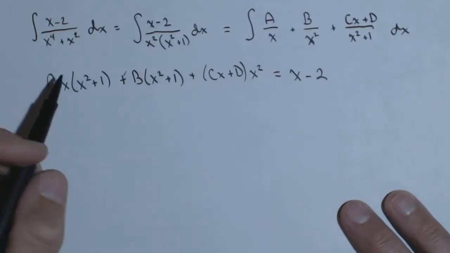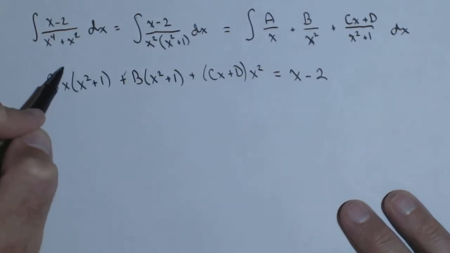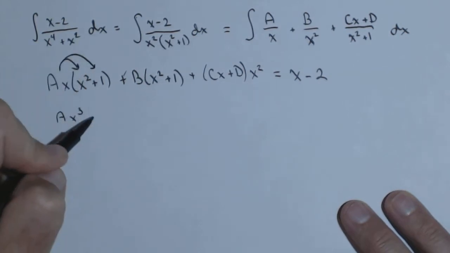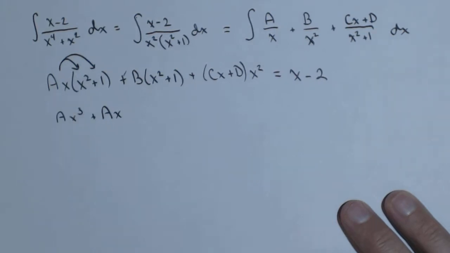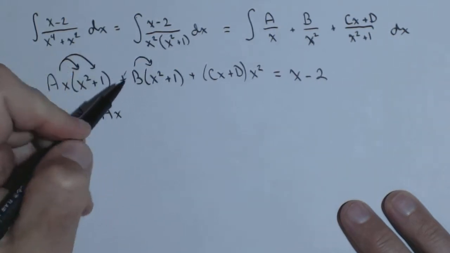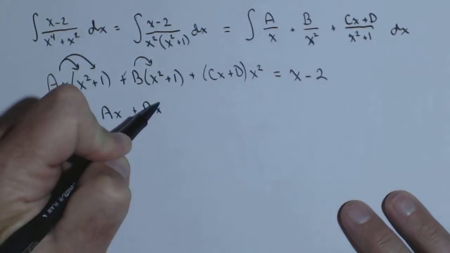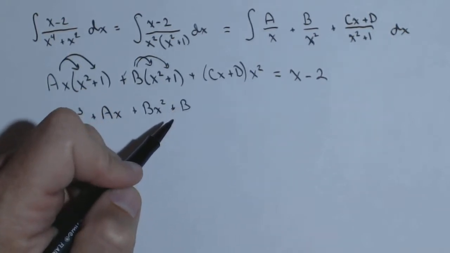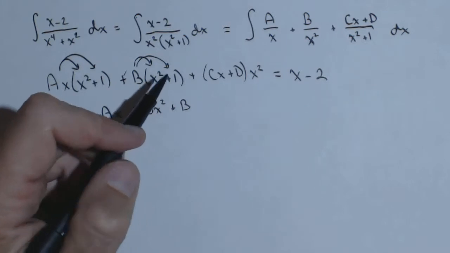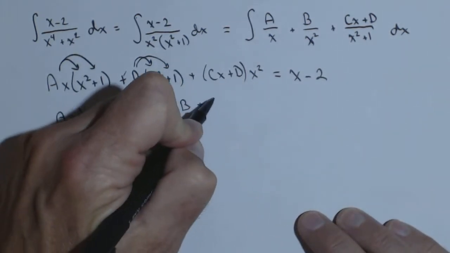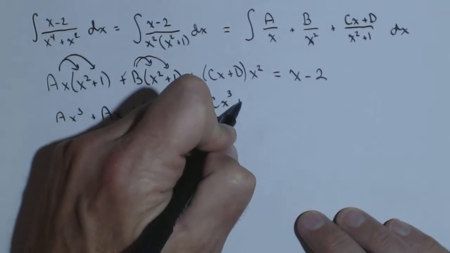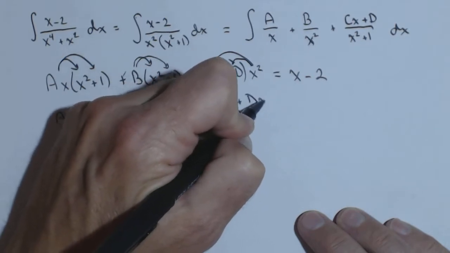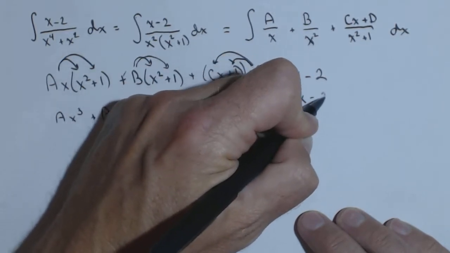So we're going to multiply this all out and see if we can create a system of equations. Distributing this, we get Ax cubed plus Ax. Distributing the B, we get plus Bx squared plus B. And multiplying this guy out, we get plus Cx cubed right here, and plus Dx squared, equals x minus 2.